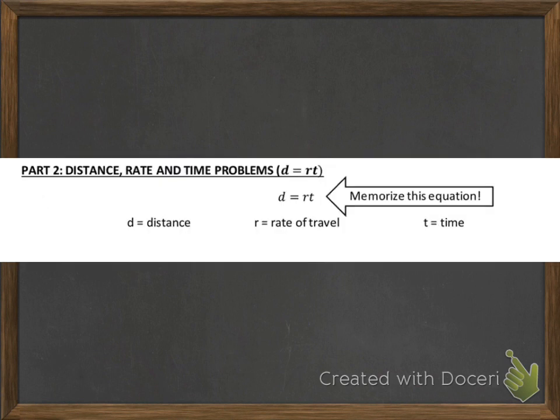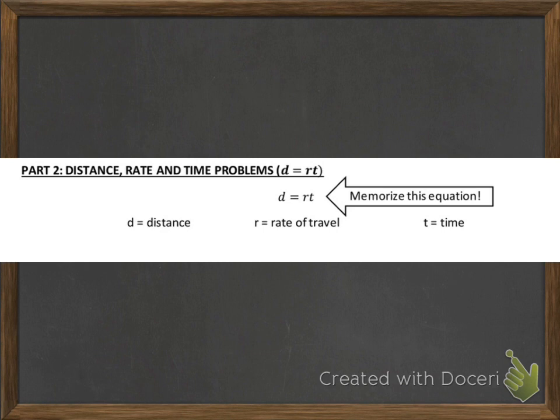These problems involve the equation distance equals rate times time. Please note that this equation is only valid for anything or anyone that is traveling at a constant rate of speed. For example, if a car accelerates from 20 to 30 miles an hour, you can't use this equation anymore. You can only use it if you assume a constant rate of speed.